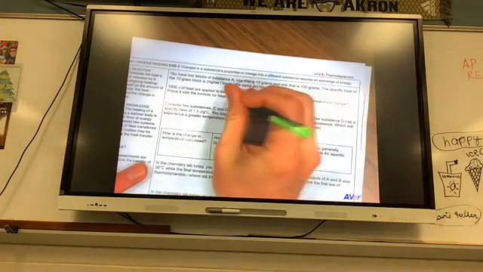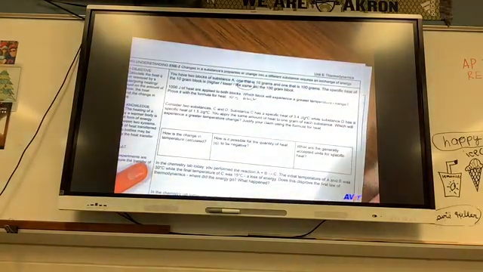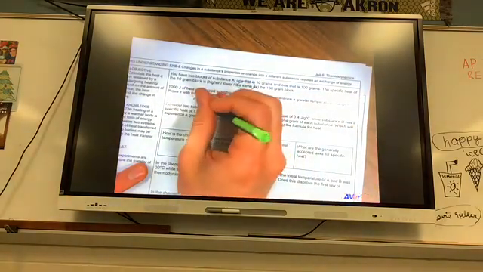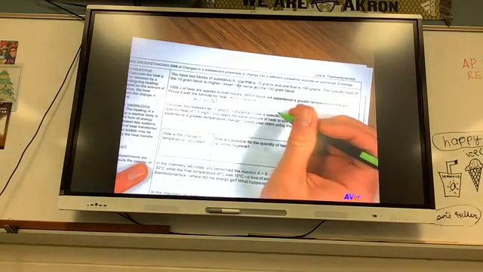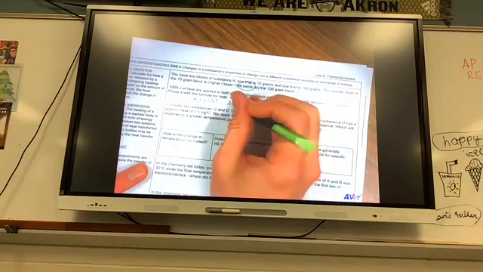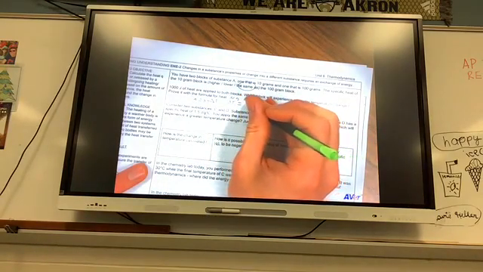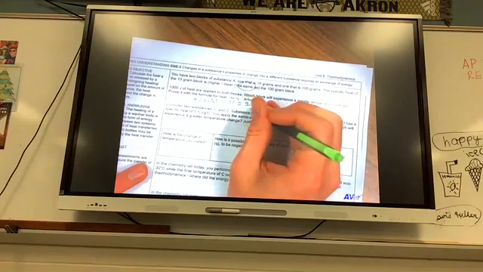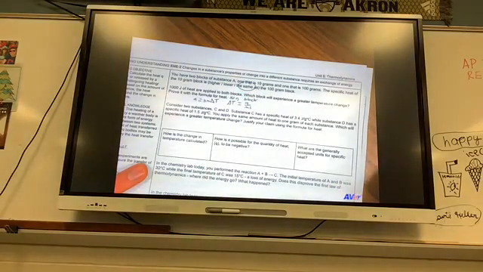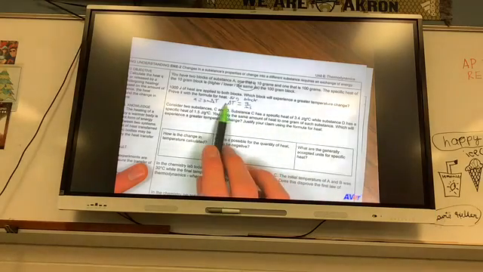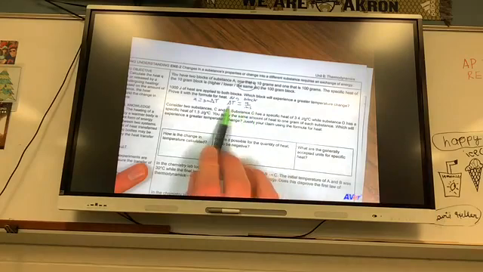Well, it's going to be the 10-gram block because it's smaller. So if I did Q equals MCΔT, that means that delta T would equal Q over MC. So you can see that the larger the mass, the larger the denominator is going to get, the smaller the change in temperature.